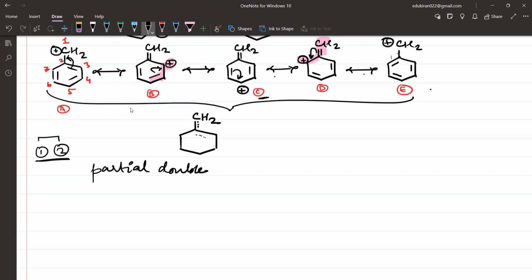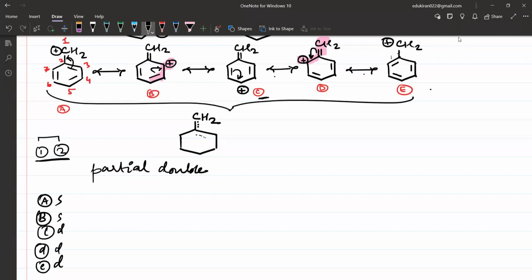What is the bond in 3 and 4 for the first structure? In structure A, what kind of bond is it, single or double, Iram? Single. In B? Single. In C? Double. In D? Double. In E? Double. So will it be a partial double bond or a pure double bond here? Partial. Say it louder, Partial.